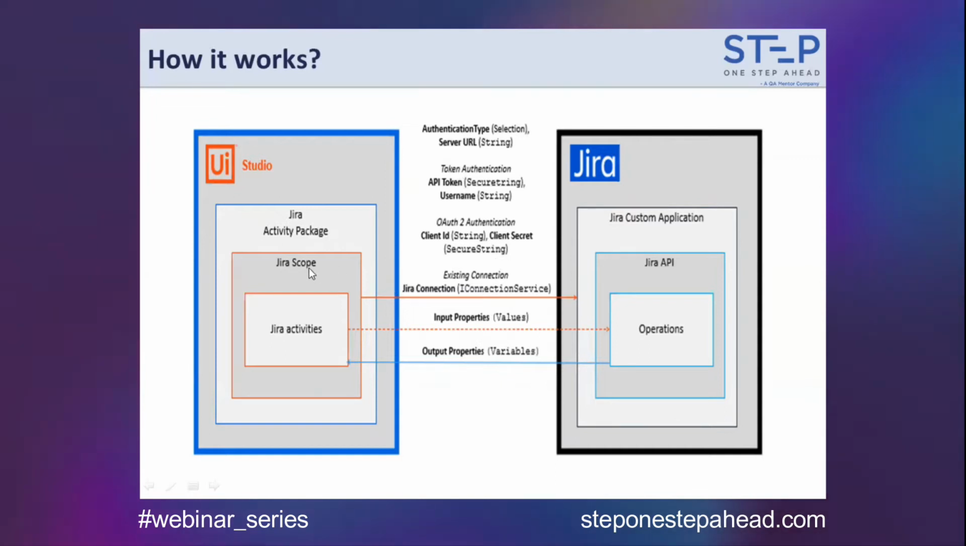You can see here the Jira scope and Jira activities are used, and we are also using the Jira API to provide the connections. So using Jira activities, we are providing the inputs to Jira, and by performing the operation, Jira is giving us the output. So here we saw what this authentication check is. Next we'll see that in detail.